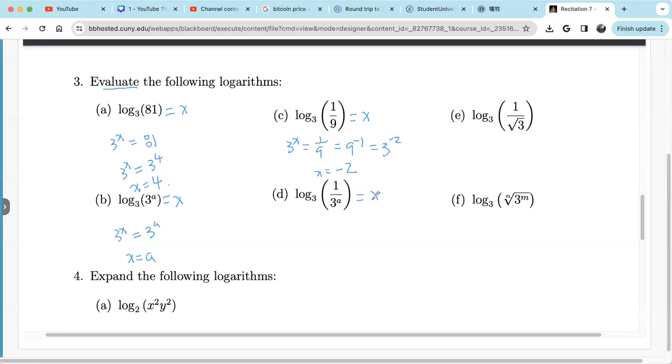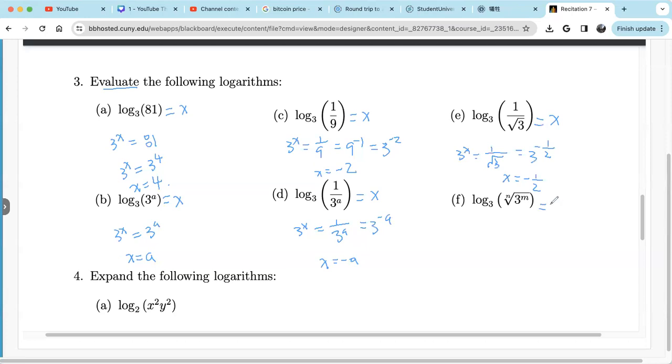Well, let's say this equals x. And 3 raised to x equals 1/3 raised to 8. Well, that's 3 raised to -8, so x equals -8. Let's see e. That's supposed to be x. So 3 raised to x equals 1/√3. Remember, square root of 3 is 3 raised to half. Because it's in a denominator, it's 3 raised to -half. So x equals -half.